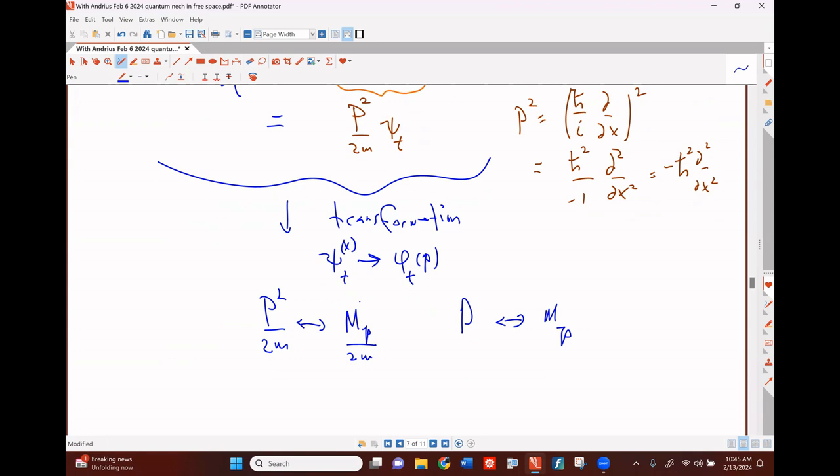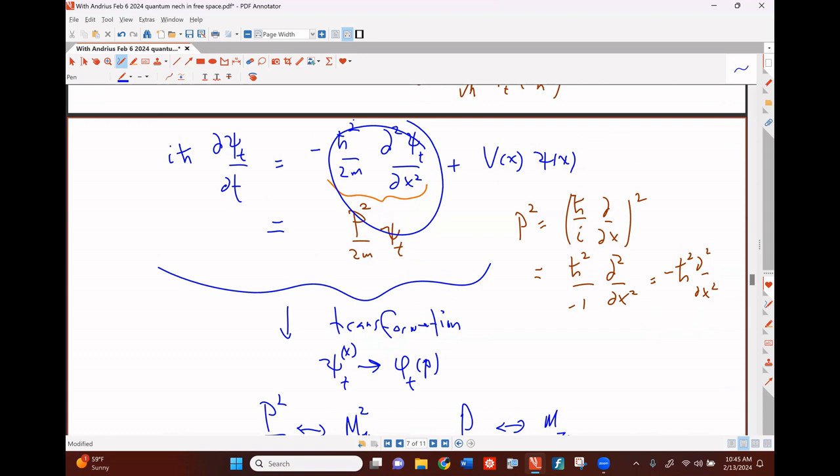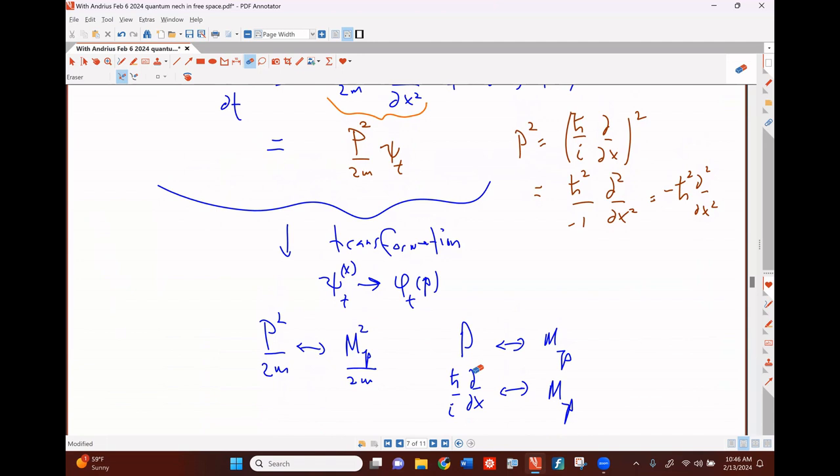In other words, h bar over i d/dx gets transformed into multiplication by p, in this new realm. Now, why would we ever want to do that? Because then this becomes a multiplication operator, which is a much simpler thing to deal with mathematically. I'm not sure this is the best way of motivating it; maybe we'll think of a better way. But is there some kind of mathematical transformation that takes differentiation into multiplication? And we know what that is.